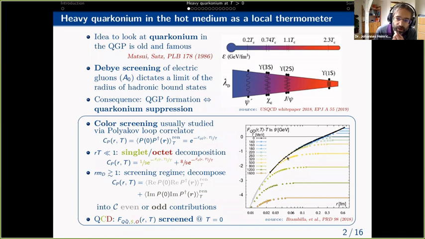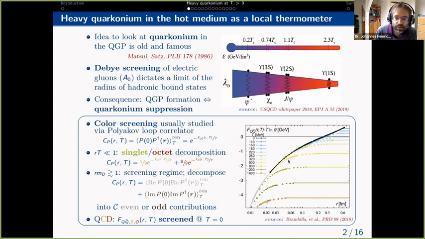What you see in this plot is, in black, the zero temperature static energy on the lattice continued here to very small distances. You see that this color-averaged free energy obtained from the Polyakov loop correlator approaches this zero temperature result at very small distances, where there should not be much medium effects, but then very rapidly flattens off and just assumes a constant value. This happens for all temperatures that we have considered.